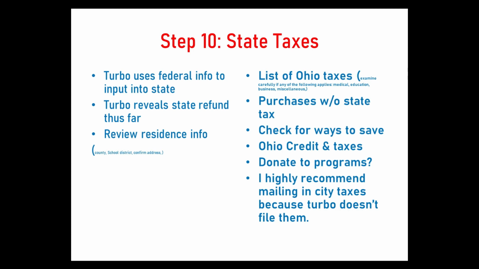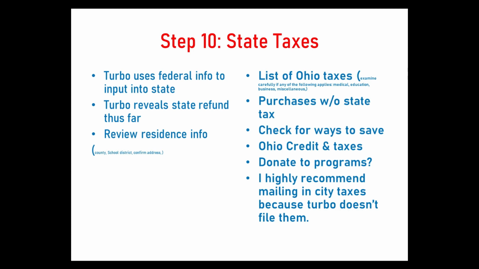TurboTax will reveal your state refund thus far at this point. So you should have an estimate of your federal as well as your state. And normally towards the end, if everything is correct and the IRS accepts it, it doesn't change. That really becomes your refund. You will also review your residence information on this screen for your state taxes. You're going to input the county that you live in, the school district you reside in, and then you will confirm your physical residential address.